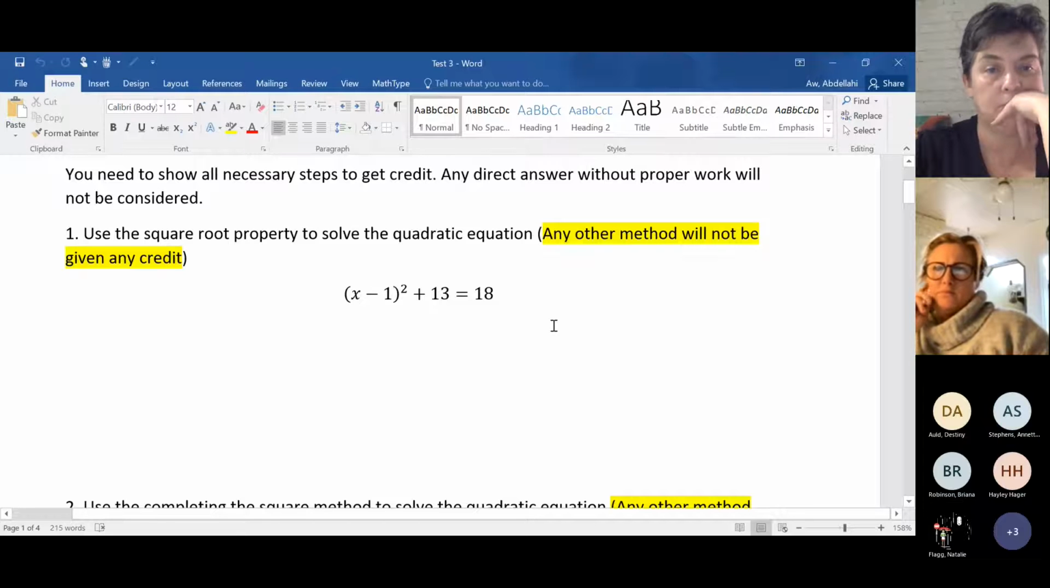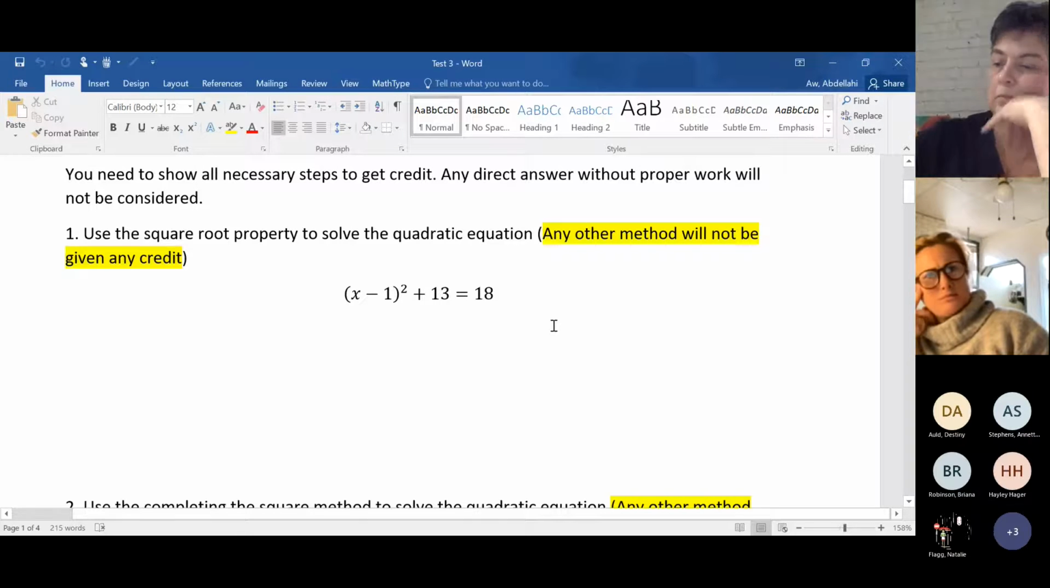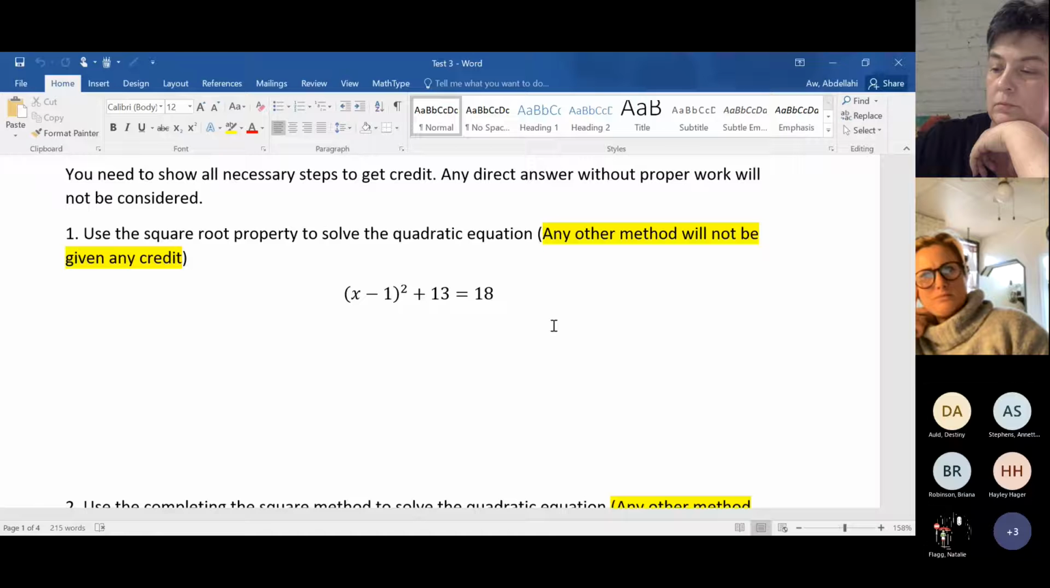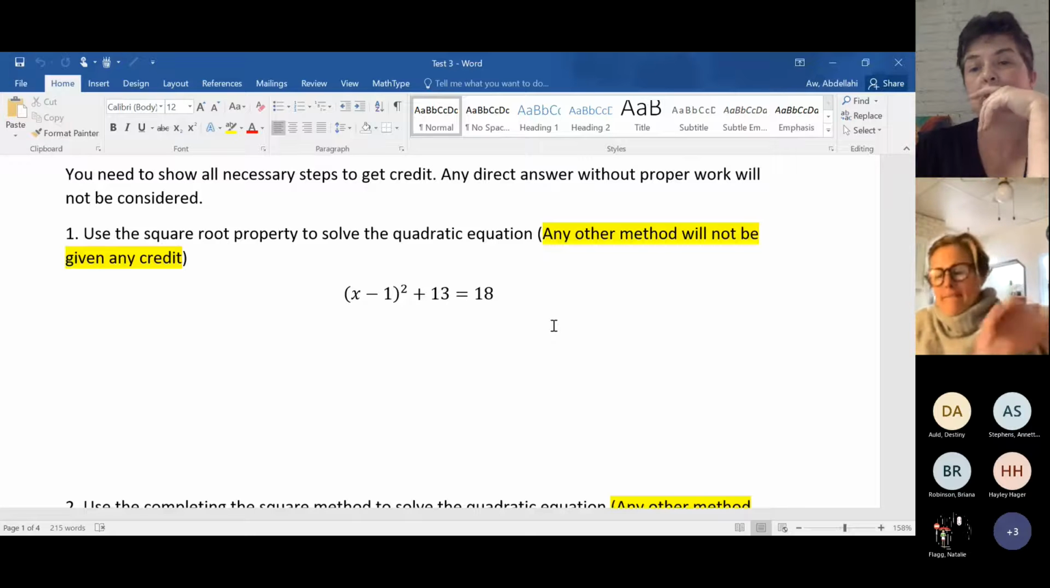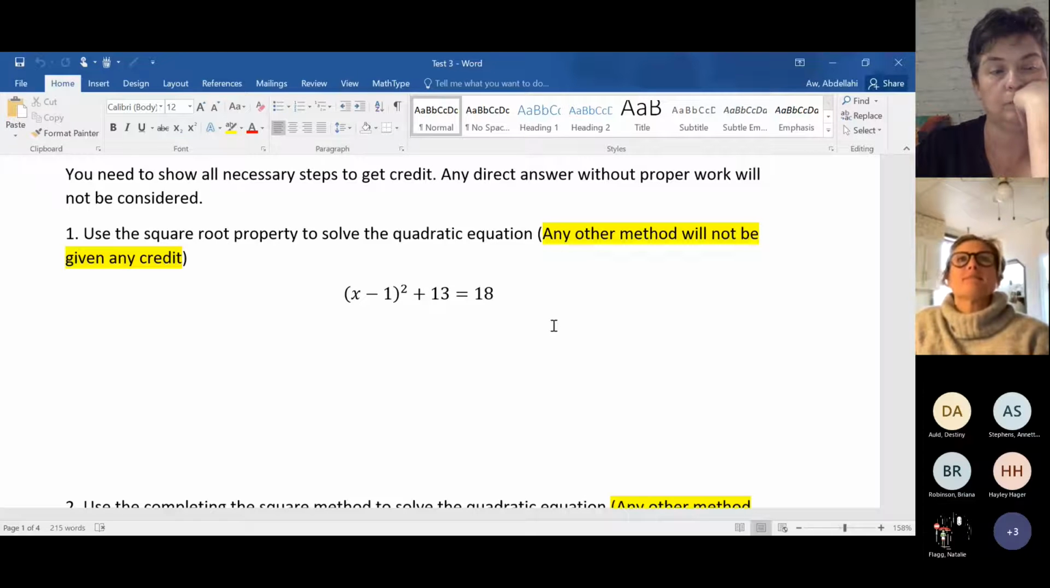So the first ones we did, I think most of you did them correctly, right? The quadratic equations, that was good. So in case you have something similar next week, don't forget about it, okay?